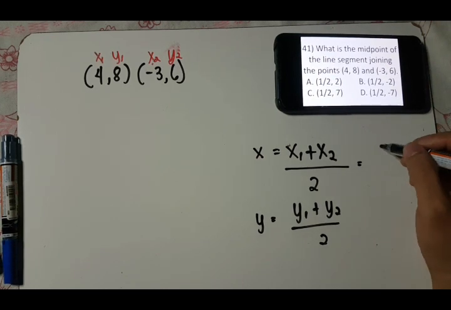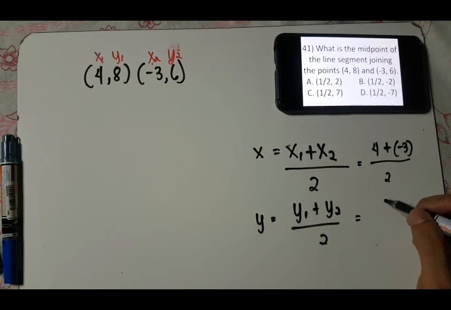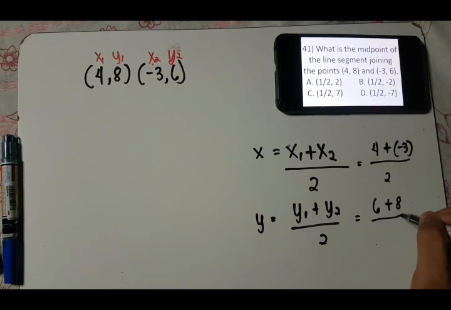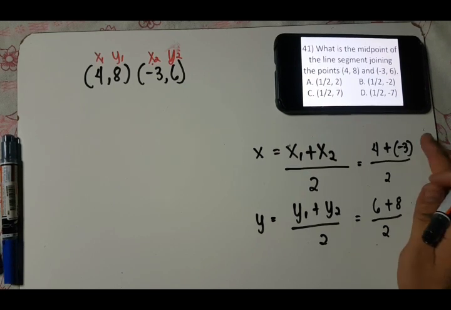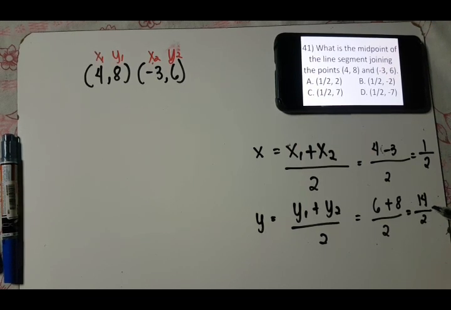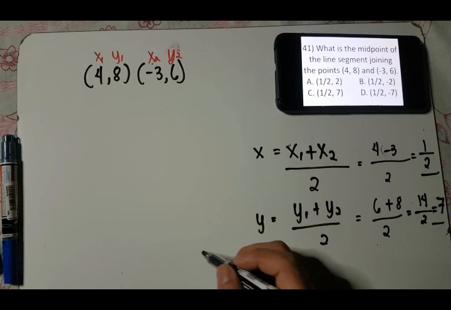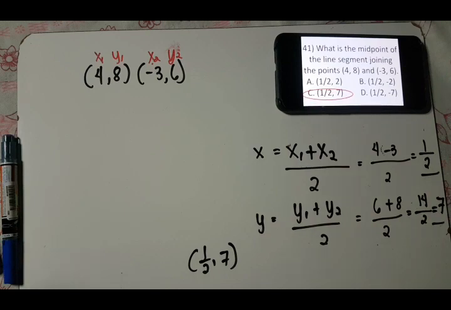So, x sub 1 is 4 plus negative 3 over 2. This is 6 plus 8 over 2. So, 4, so this becomes negative 3. So, 4 minus 3 is 1 over 2. So, 6 plus 8 is 14 over 2, which is equal to 7. So, the answer here is 1/2 and 7. So, 1/2, 7. Letter C.